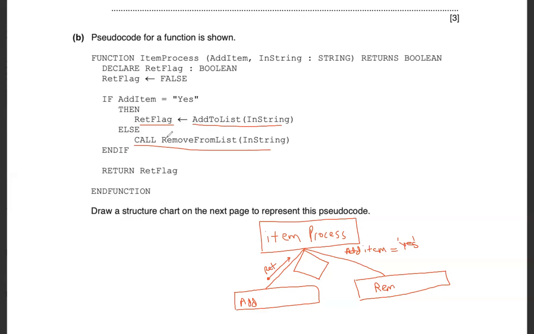Similarly, since this is a procedure, it's not returning anything. But it is requiring some parameters. The parameter being passed to this subroutine is in string. I'm going to call it ins right here. And in string is also being passed over here. If this part runs, it will also require in string. I'm just going to call it ins here as well.